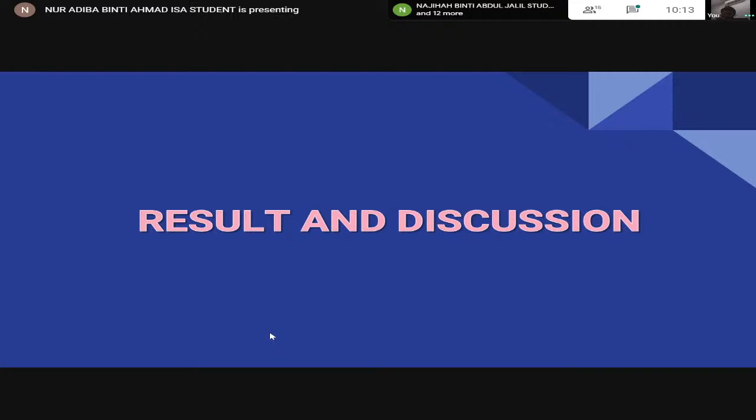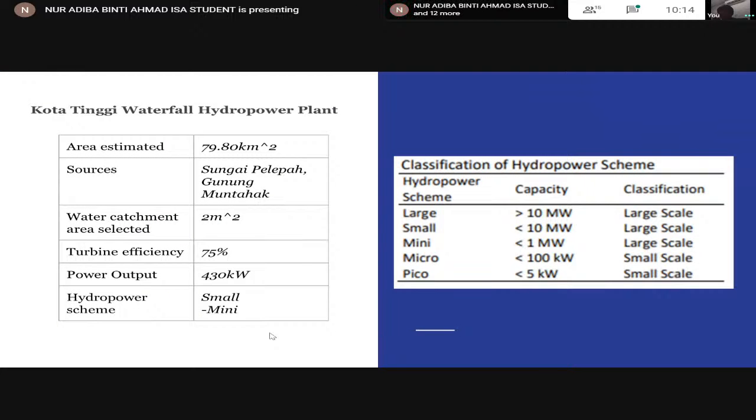Assalamualaikum and good morning to Dr. Zainal Abidin Arsad and my friends. So I will present the result and discussion of the case study of the hydropower plant at Kota Tinggi Waterfall. Based on the research, the estimated area at the waterfall is 79.80 km square. The source of the waterfall, Kota Tinggi Waterfall, is from Sungai Pelepah at Gunung Muntaha. The water catchment area selected for this measurement for the case study is 2 meters square.